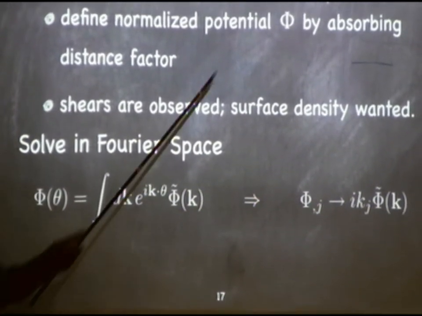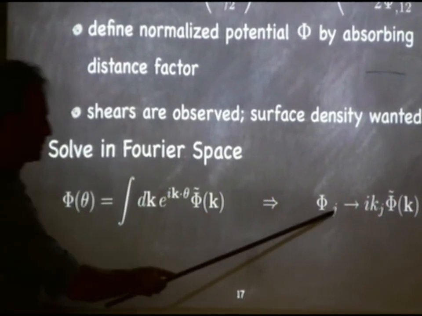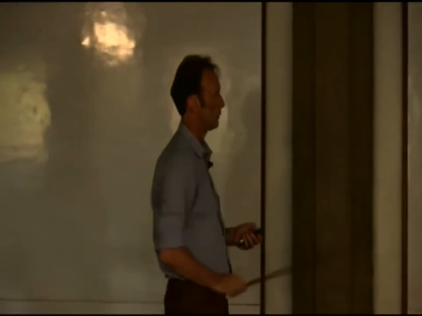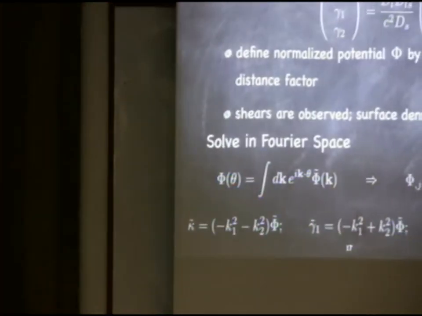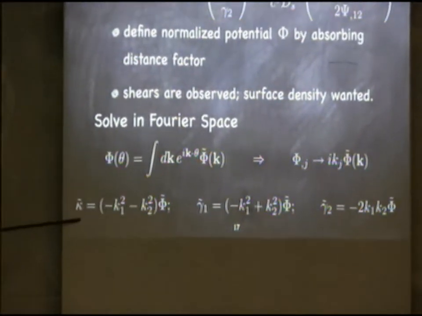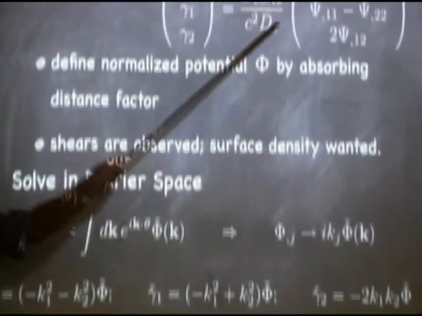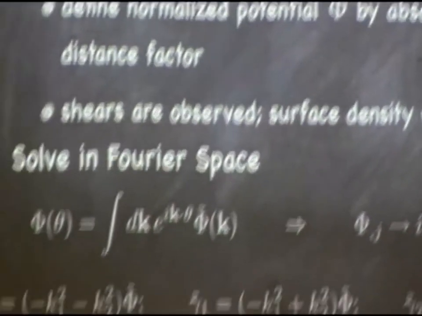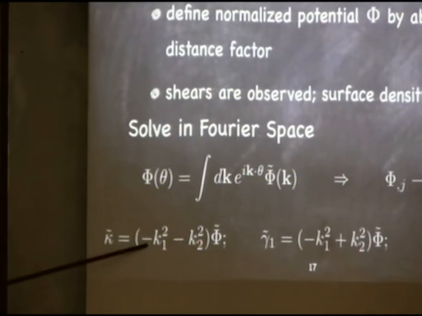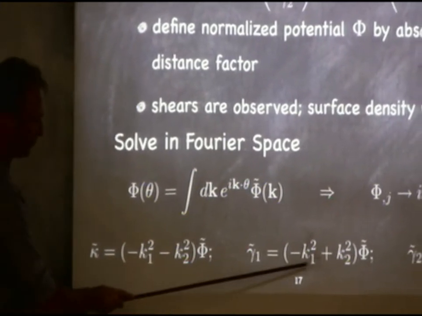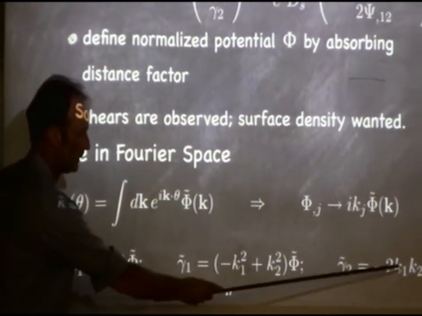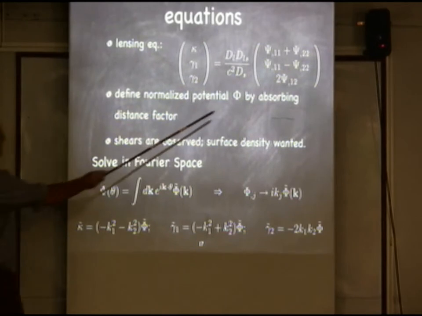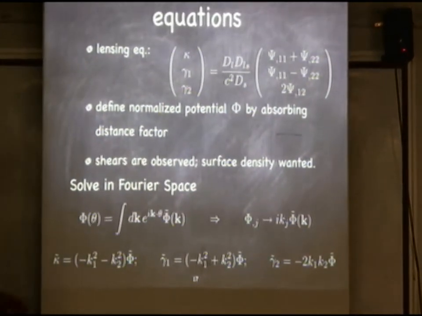So you take the Fourier transform of the potential, then the gradients simply become multiplications, right? You know this? And so then this differential equation becomes a simple algebraic equation, which you can solve very nicely. So the Fourier transform of kappa becomes simply k1 times k1 times the Fourier transform of the potential plus k2 times k2 times the Fourier transform, with factors of i, which is why you get these minus signs. And similarly for gamma 1, you get minus k1 squared plus k2 squared. And gamma 2 gives you 2k1k2. Right, simply turning the derivatives into multiplication by the respective wave number.